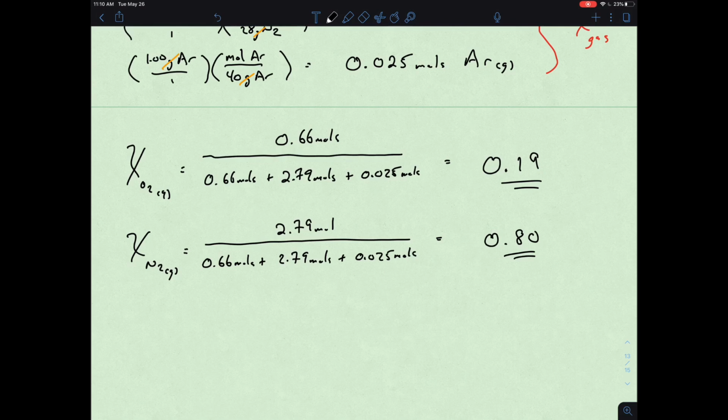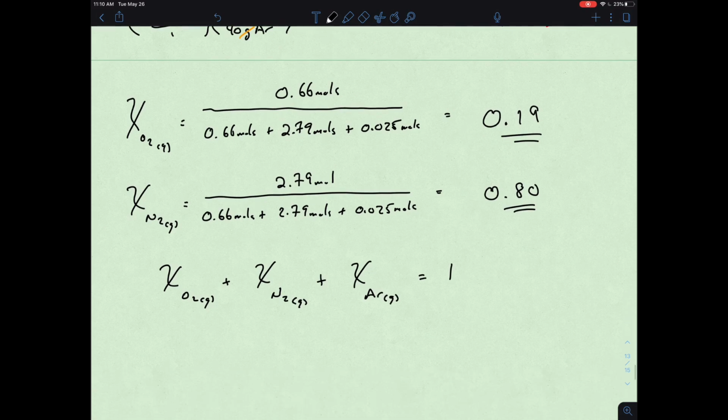And then we can do the same thing for argon as far as this conversion, but realize that the sum of the mole fractions, much like the sum of percentages would equal 100, the sum of these mole fractions should equal 1. So we could just solve for the mole fraction of argon by taking 1 minus our 0.19, which is the O2 mole fraction, and minus 0.8, which is the nitrogen, and we get 0.01 for its mole fraction.